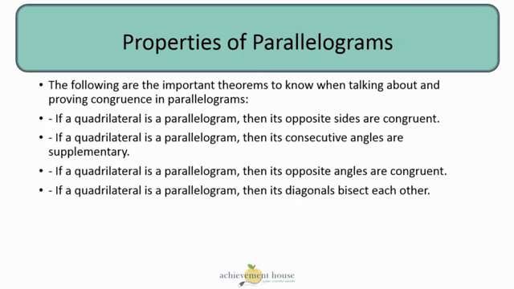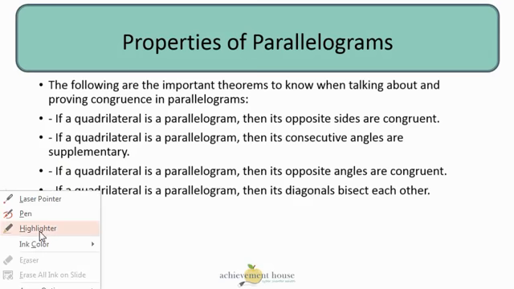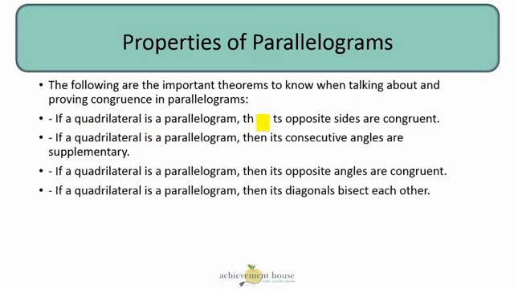So first we started talking about parallelograms. What are the properties of parallelograms? If a quadrilateral is a parallelogram, then its opposite sides are congruent. If a quadrilateral is a parallelogram, then its consecutive angles are supplementary. If a quadrilateral is a parallelogram, then its opposite angles are congruent. And if a quadrilateral is a parallelogram, then the diagonals bisect each other. So if you don't have that somewhere in your notes, pause the video real quick and copy that down.